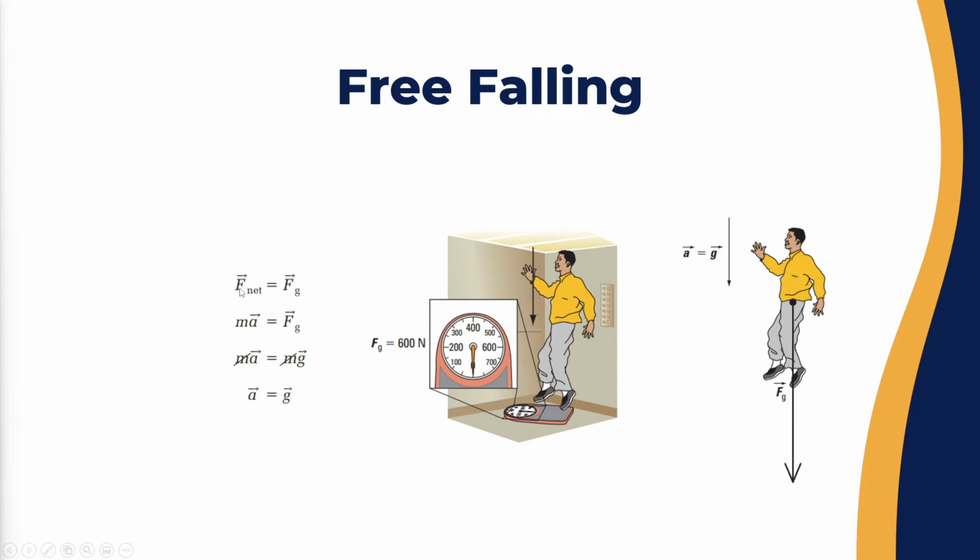Mathematically, if we do the net force analysis, F net equals Fg, and we know F net equals mass times acceleration, which would equal Fg. Fg we know equals mass times gravitational acceleration. In this case, acceleration equals gravitational acceleration for the whole system. So that's what happens in free falling. There's no normal force, and the weight of the student would equal the gravitational force.